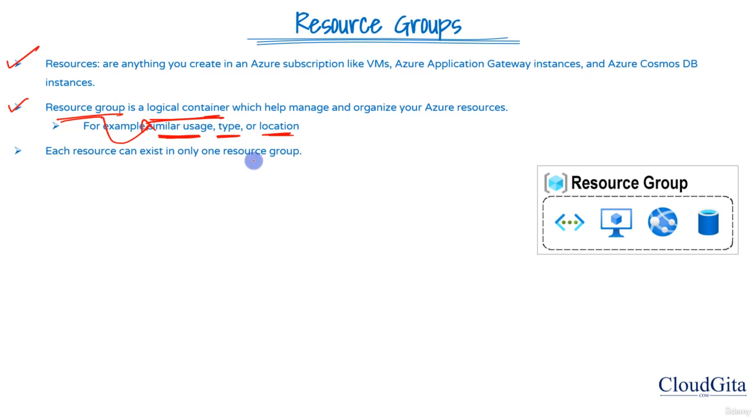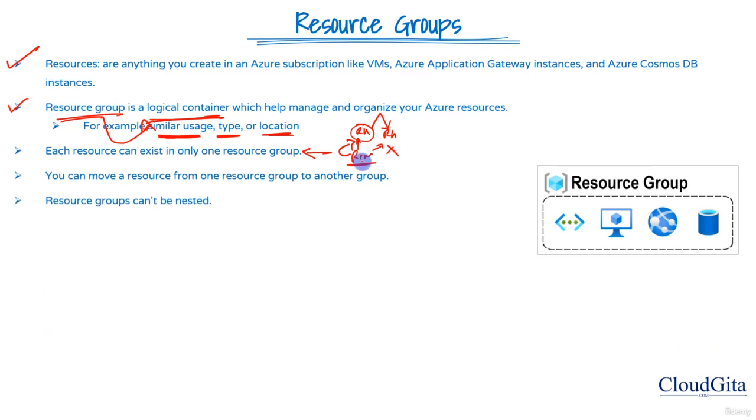Each resource can exist only in one resource group. So this is important to understand that one resource, if you create it, should be assigned to a resource group. Now this simultaneously cannot be assigned to another resource group, right? You can move a resource. If you created a resource in a particular resource group, you can move it to another resource group, but one resource has to be part of only one resource group. Another point is resource groups can't be nested. So if you create a resource group, within the resource group you cannot create another resource group. This is not allowed. Within a resource group you can only create resources, right?